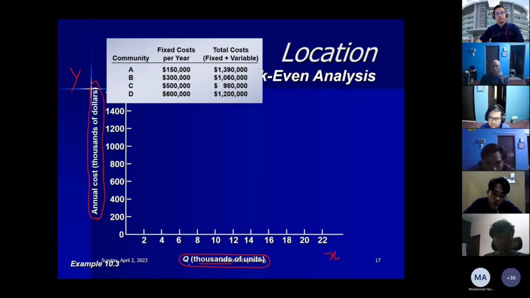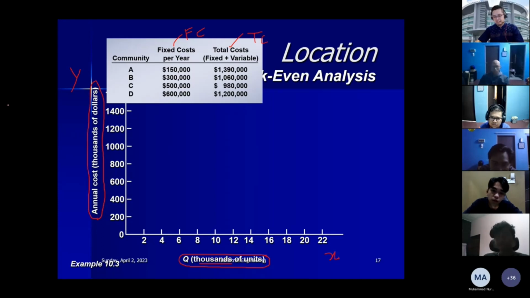So this is Q: 2,000, 4,000, 6,000, 8,000. This is based on thousands of units. Meanwhile, the annual cost is in thousands of dollars: 200,000 dollars, 400,000 dollars, 600,000 dollars. So we look at our graph. This is the fixed cost, FC, and this is the total cost that we get, TC.